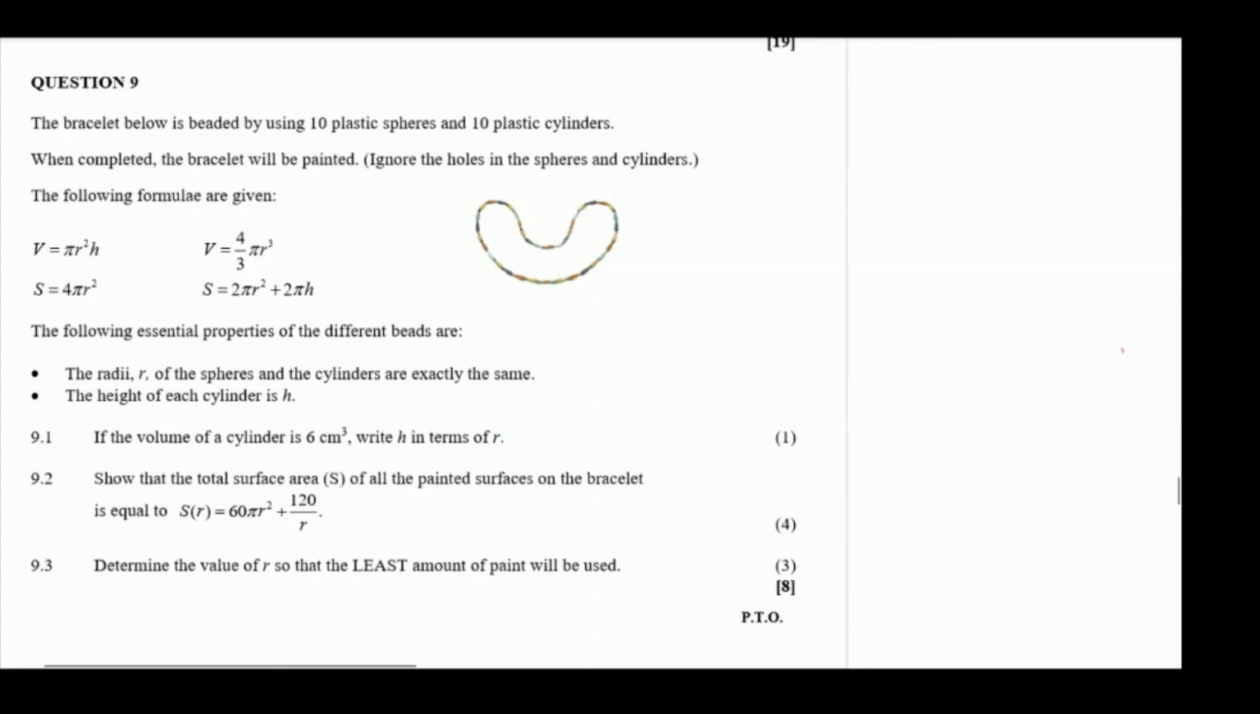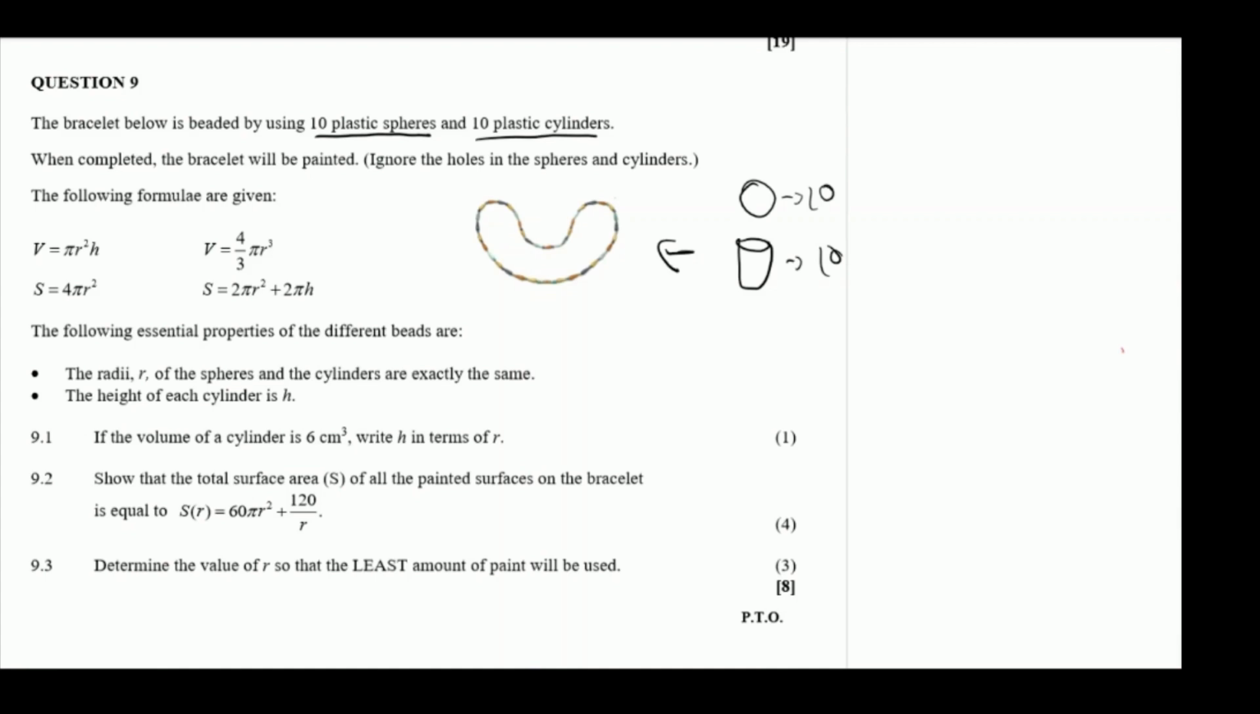This is question 9. The statement says that the bracelet below is beaded by using 10 plastic spheres. So it consists of beads, as you can see there. There are 10 plastic spheres, so they are beads which are spherical, and there are 10 of them. And then we also have 10 beads which are cylindrical. So let's say this is a cylinder, so we also have 10 beads that are cylinder in shape. When completed, the bracelet will be painted. Ignore the holes in the spheres and cylinders.